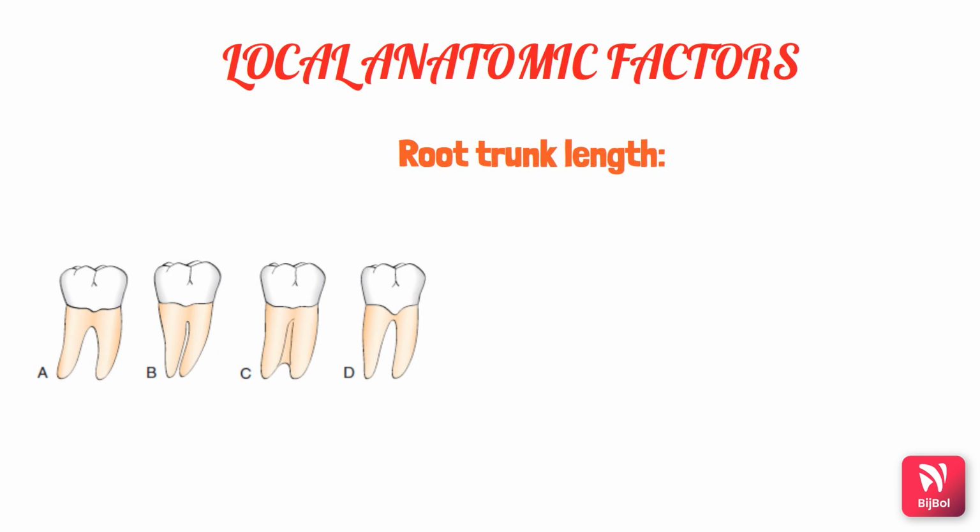Whereas in C picture, there are fused roots. In the D picture, you can appreciate that the root trunk is very small, and also there is a projection of the enamel into the furcation area, which is called the cervical enamel projection.